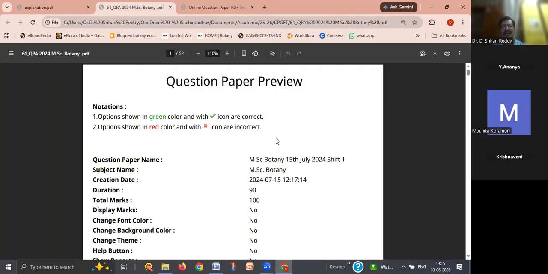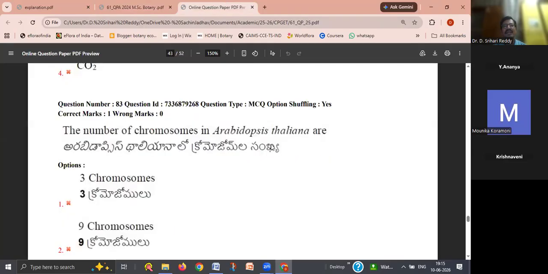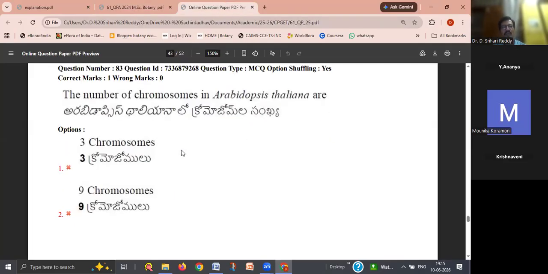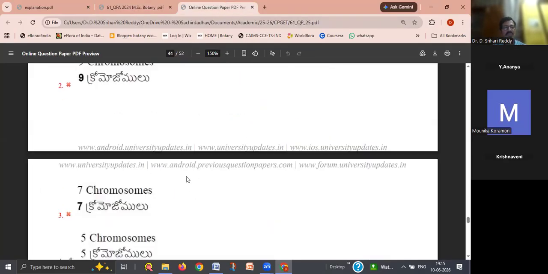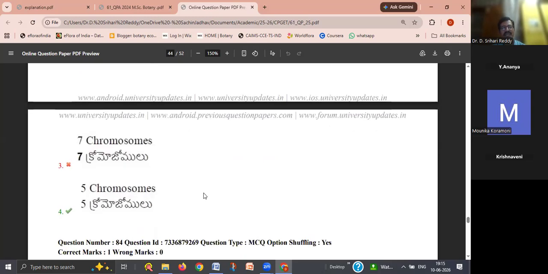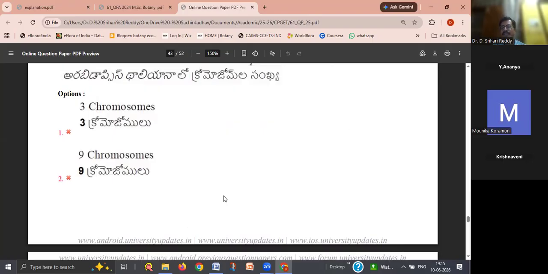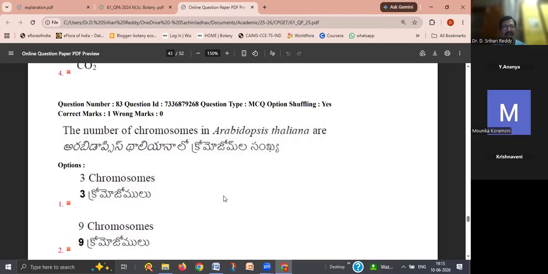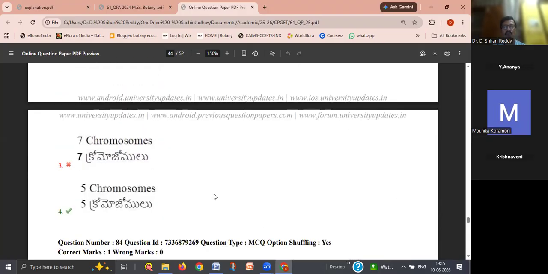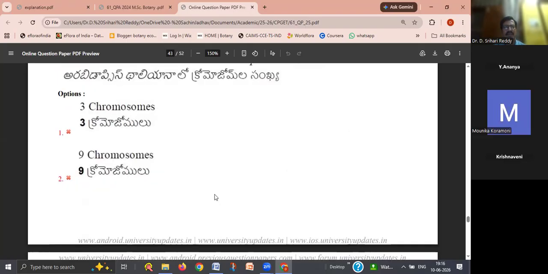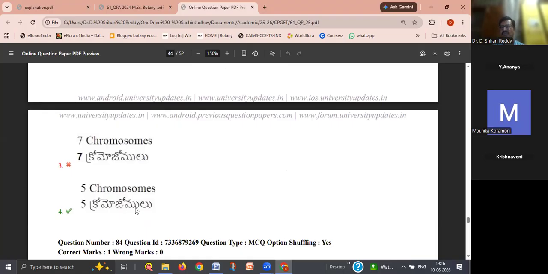But here, the question asked about 3 chromosomes, 9 chromosomes, 7 chromosomes, and 5 chromosomes. But it is not exactly the right answer. The right answer should be 10 chromosomes. That means 5 pairs. Instead of five pairs, they just gave 5 chromosomes. So the nearest answer out of the 4 options is 5 chromosomes, but it should be 5 pairs of chromosomes or 10 chromosomes.